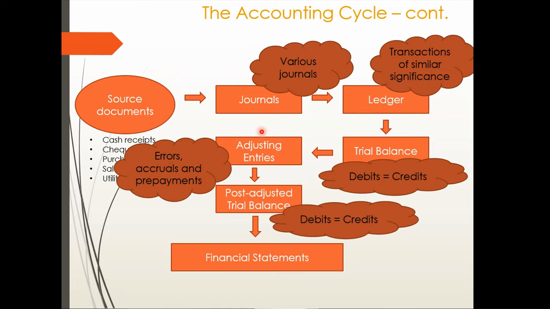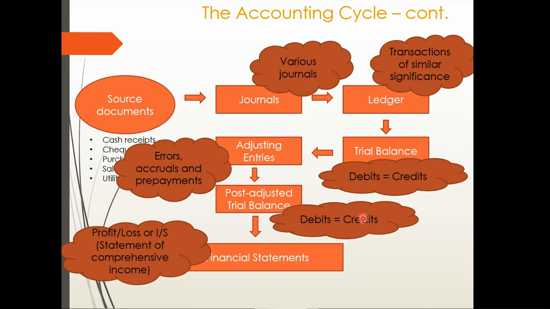Then we have the post-adjusted trial balance. It's similar to the previous trial balance, but with the adjusting entries added to it. It's also debits and credits. Then we have our financial statements. We actually have three, and in our classes here we're going to learn two of them. First, the profit or loss and other comprehensive income. Second, the financial position statement. Those are the things we're going to learn during our classes.